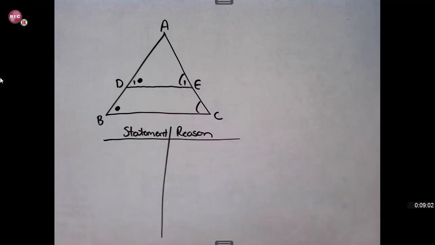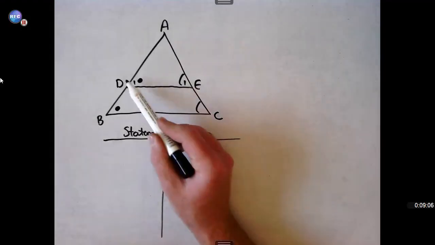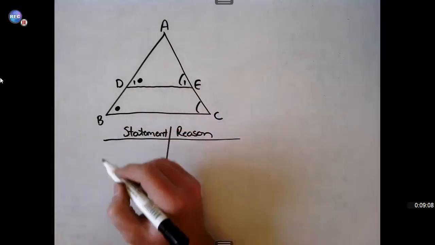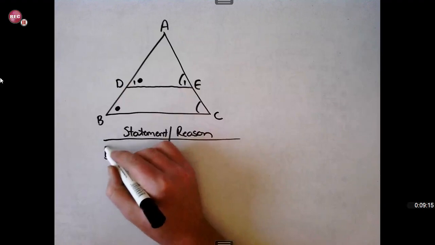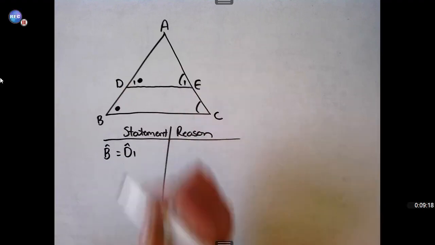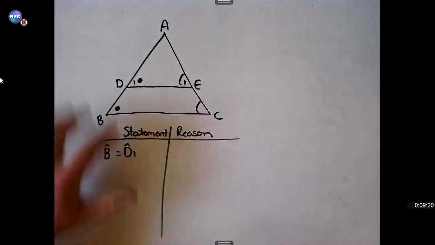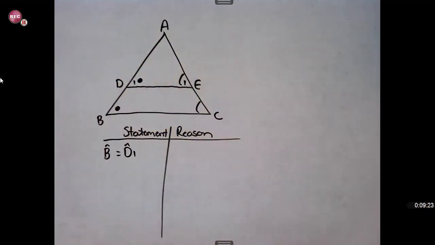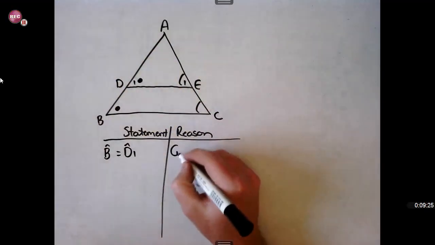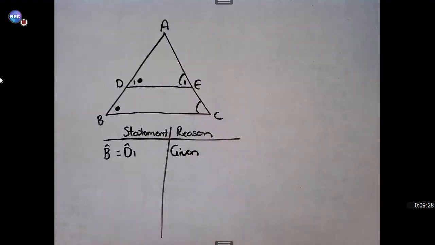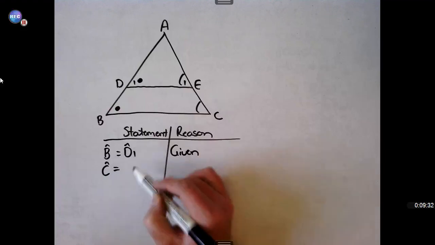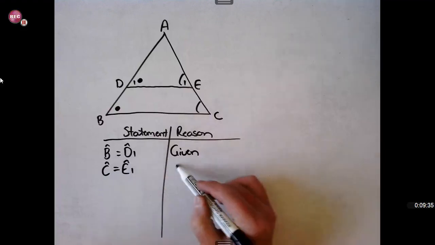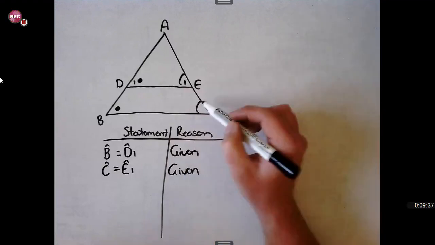So first things first, I'm going to use D and B. That's where I'll start. So angle B is equal to angle D1. And remember, they've indicated to you that these two are the same with those dots. So your reason will be given. Then I'm going to carry on to angle C is equal to angle E1. And that must also be given. They gave it to you here, an indication over there.